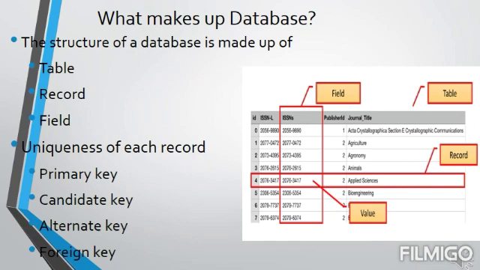The two characteristics of a primary key are that it should be unique and it should not have a null value. That means there should not be any blank value. So a particular primary key should be assigned to each and every record. That is very important.